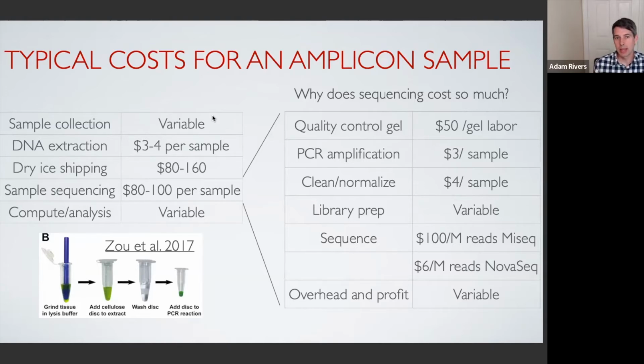Now, something like that is going to reduce the cost of DNA extraction. But now let's say you've got your DNA on paper. Now it's stable. You don't have to ship it on dry ice. So you've knocked off costs there.